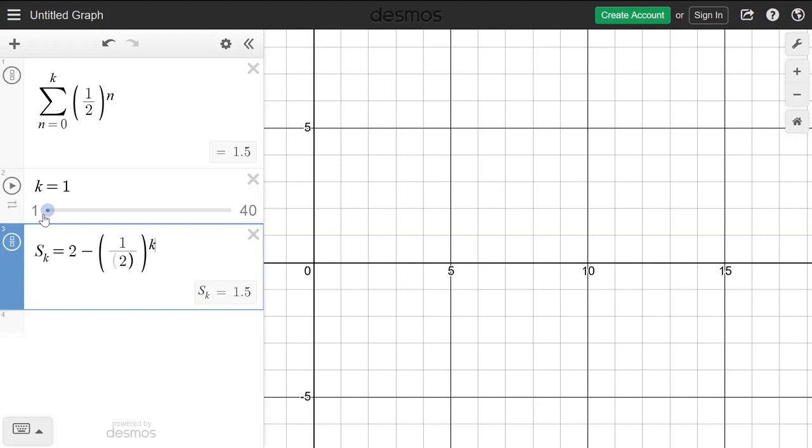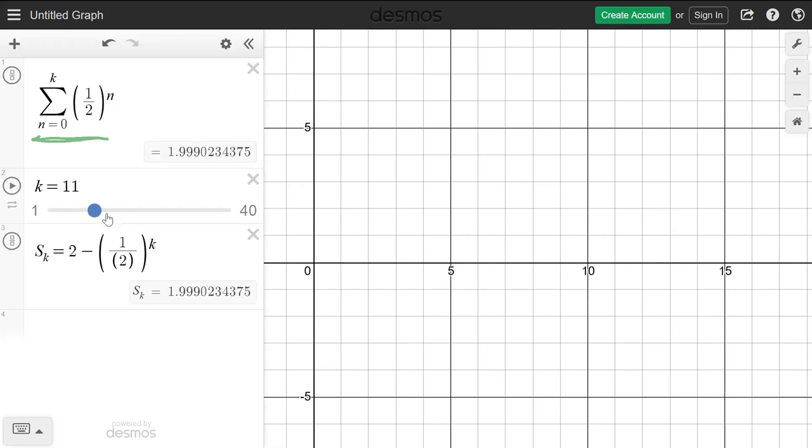Right now when k is 1, n is going to go from 0 to 1. So we're summing up the first two terms of this series, which will be 1.5. What I wanted to show you was that this is giving us the same value. So this quantity that we calculated, s sub k, really does give us the partial sum for any k that we want. And now the question is, what happens to that quantity as k goes off to infinity?